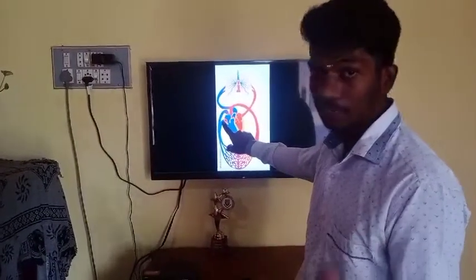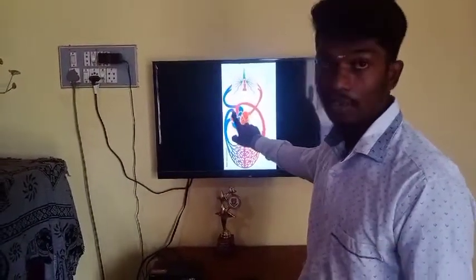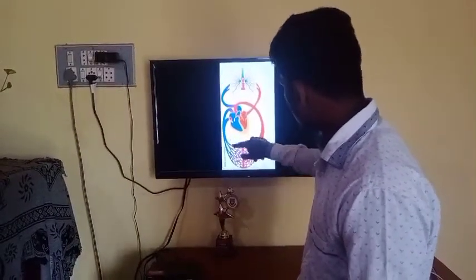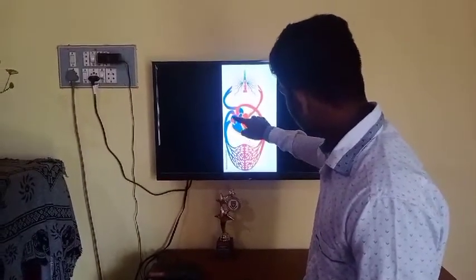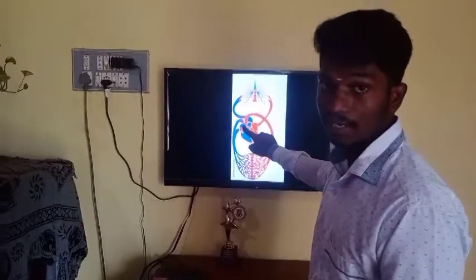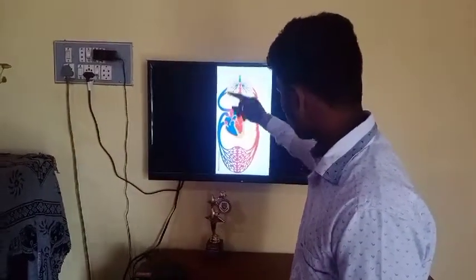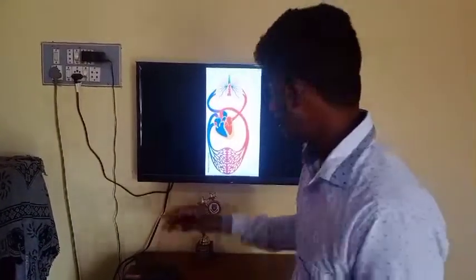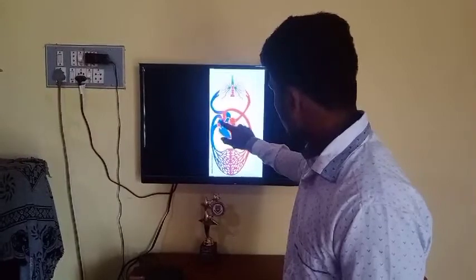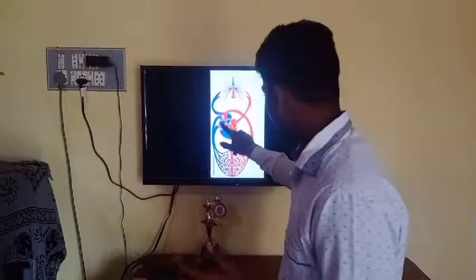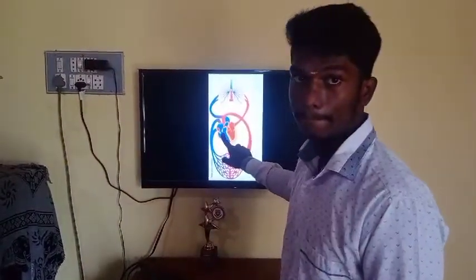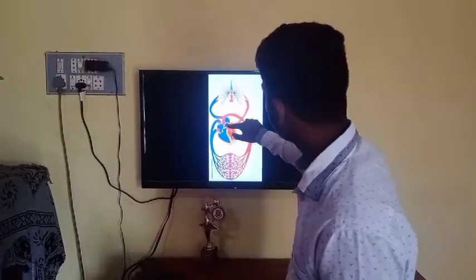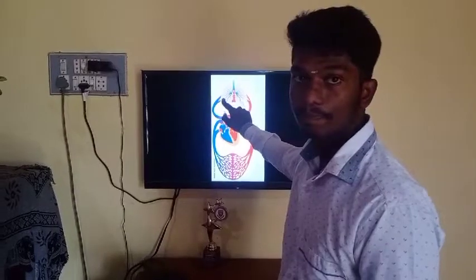This is the inferior vena cava. This is the superior vena cava. We have seen already about that. The inferior vena cava transfers the deoxygenated blood to this right atrium. The right atrium contracts and presses over the tricuspid valve. When it presses, it pumps, and the blood enters into the right ventricle. The right ventricle pumps the deoxygenated blood to the lungs.